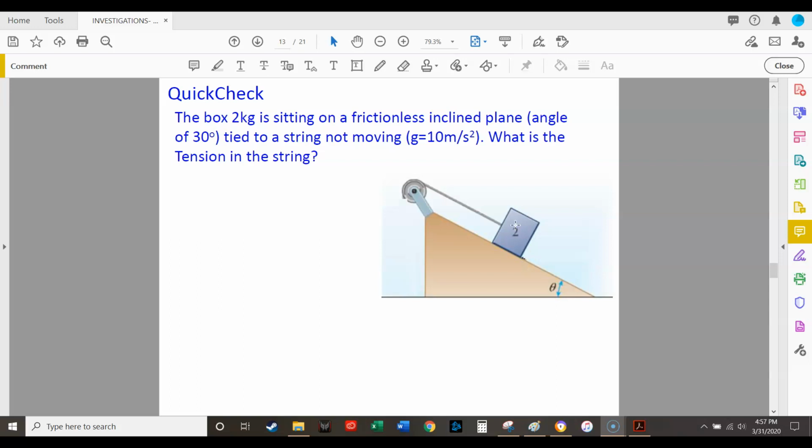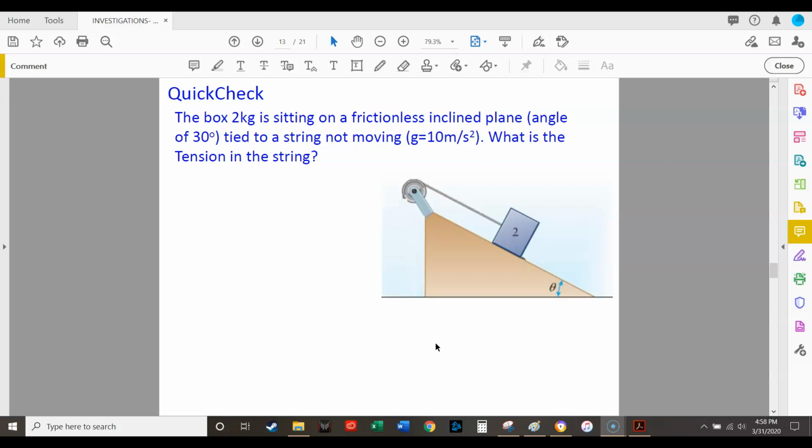It's a 2 kilogram box. The angle is 30 degrees. Again, we're just going to call g 10 meters per second squared. And we want to know what the tension in the string is, just like the last problem that Knight just did. So go ahead and do a force diagram right here. Pause the video, please.